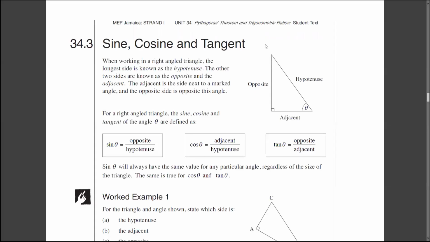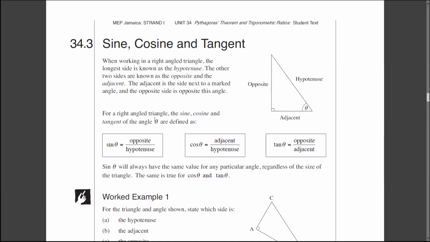So we're looking at trig ratios: sine, cosine, tangent. When working in a right angle triangle, the longest side is known as the hypotenuse. The other two sides are known as the opposite and adjacent. The adjacent is the side next to a marked angle, and the opposite side is opposite this angle. Look here: opposite is opposite to the marked angle, and this side is adjacent to the marked angle. And of course, the hypotenuse is the longest side.